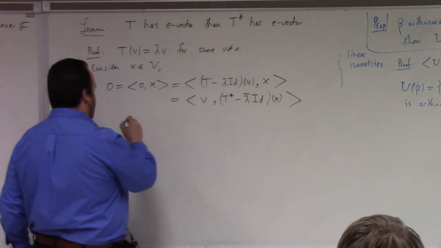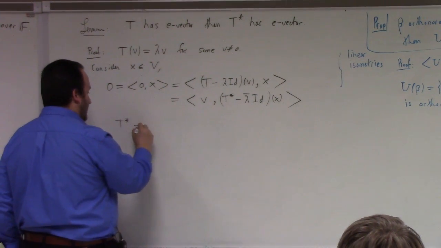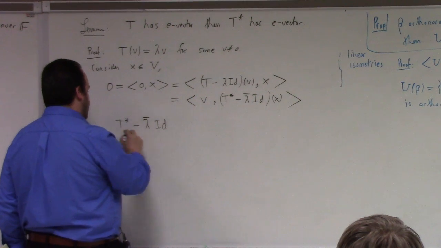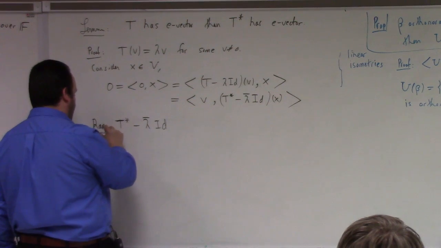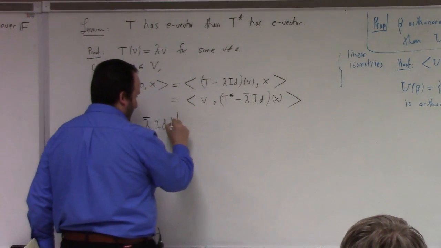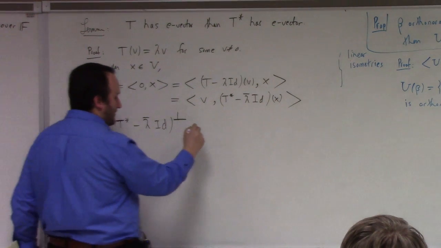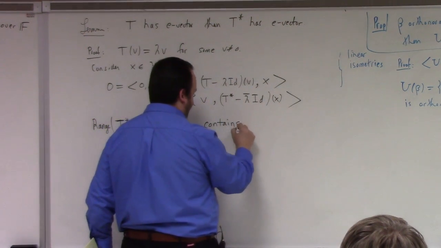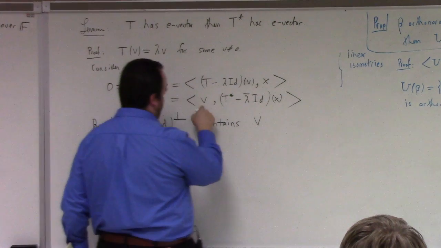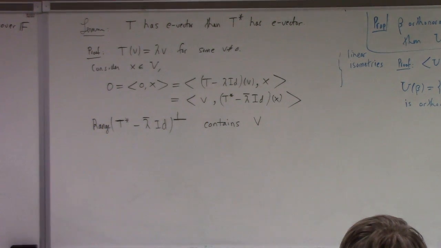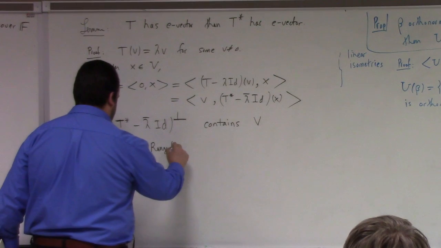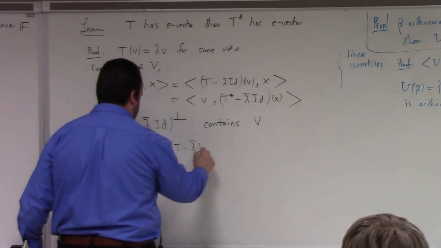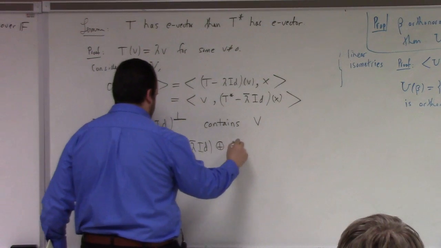And so what this says is that if you look at the operator T* − λ̄ times the identity, the orthogonal complement to the range contains v, right? This v. But V, of course, is the range of T* − λ̄I direct sum the orthogonal complement to that, right?